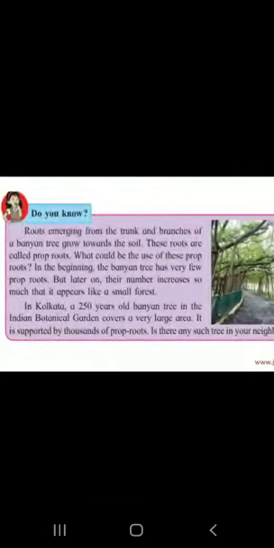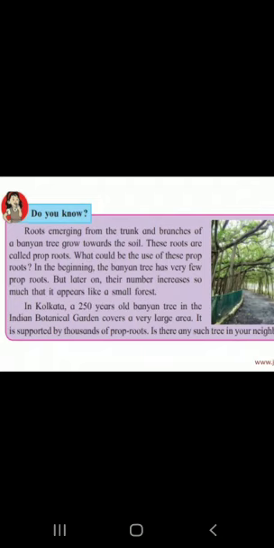Then roots emerging from the trunk and branches of a banyan tree grow towards the soil. These roots are called prop roots. What could be the use of these prop roots? As I told, they give support to the huge tree. In the beginning, the banyan tree has very few prop roots, but later on the number increases so much that it appears like a small forest. In Kolkata, a 250 years old banyan tree in the Indian Botanical Garden covers a very large area. It is supported by thousands of prop roots.